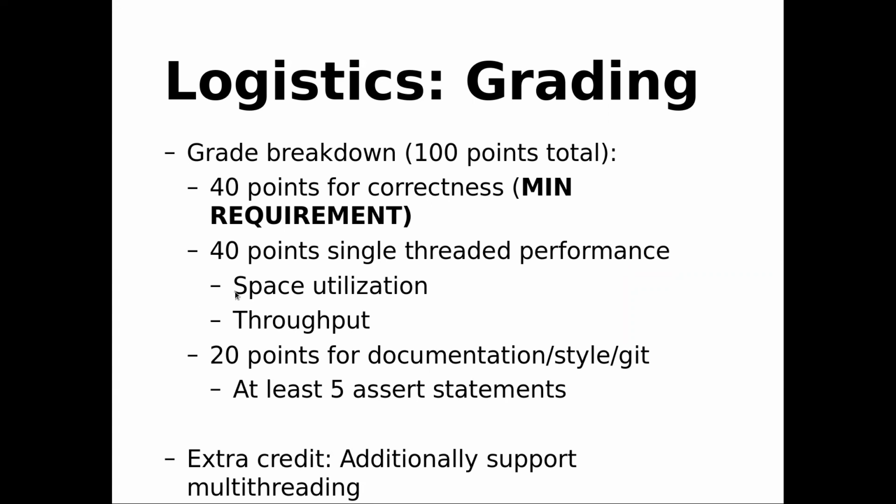The spec will have the most up-to-date guide on this. I can't remember if they made any changes since last semester, but essentially it's 100 points total. You get 40 points for correctness, which is the minimum requirement, 40 points for single-threaded performance for space utilization and throughput, and then 20 points for documentation, code style, and Git. Make sure you put at least 5 assert statements in your code. That's one of the things we'll be grading for as well. So we're kind of forcing your hand to put those assert statements in, which I think is really good. And then, like I talked about, extra credit for supporting multi-threading.